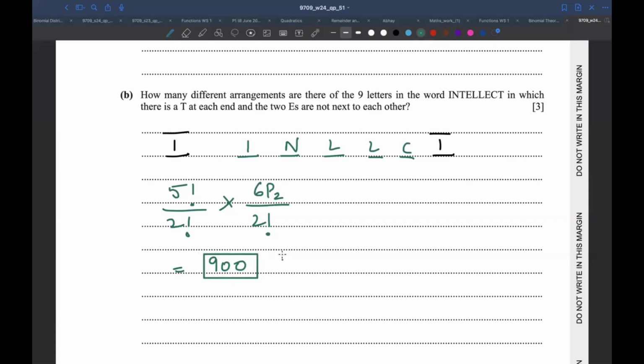I'll just explain it again. It said a T at each end, which means I will put a T at each end. Now the two E's are not next to each other, which means there are 5 letters remaining. I put the 5 letters over here. And for those two E's, these are the places remaining: 1, 2, 3, 4, 5, 6. There are 6 places remaining, and there are 2 E's, so their arrangement will be 6P2 divided by 2 factorial, because the E's are exactly the same. And then the 5 letters arrangement will be 5 factorial divided by 2 factorial. So the final answer will become 900.